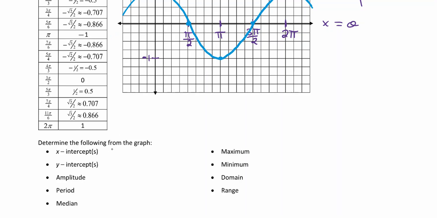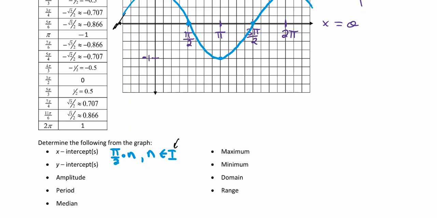So why don't we say that this is pi n over 2, where n is a member of the integers. That should handle it. Remember that integers could be negative, so that handles them all over here as well.